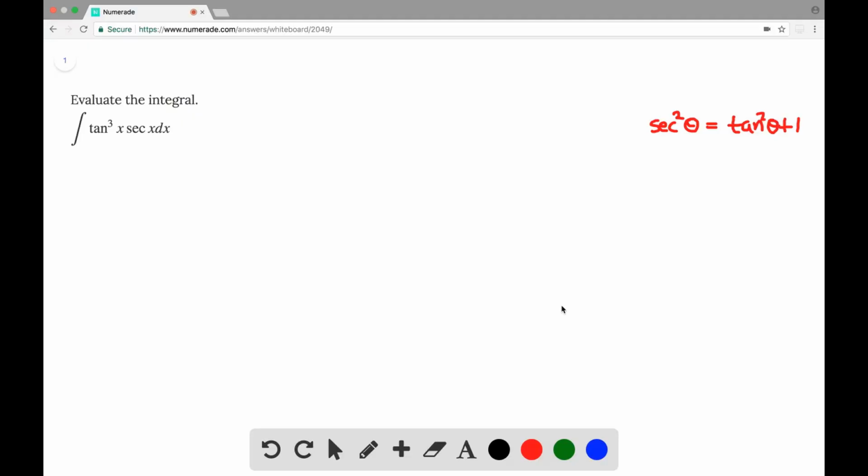This problem is from Chapter 7, Section 2, problem number 27 in the book Calculus Early Transcendentals, 8th edition by James Stewart. We have an indefinite integral of tangent cubed times secant.